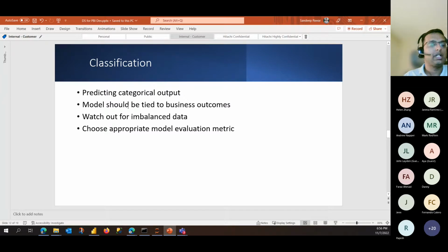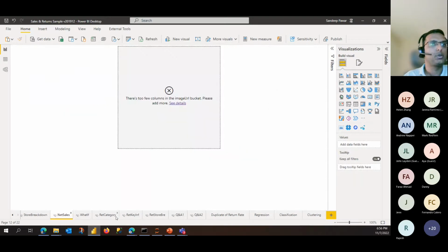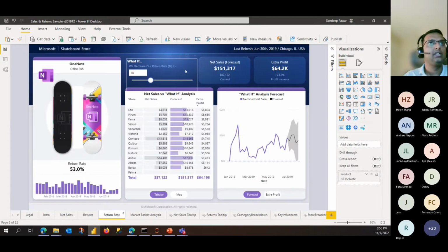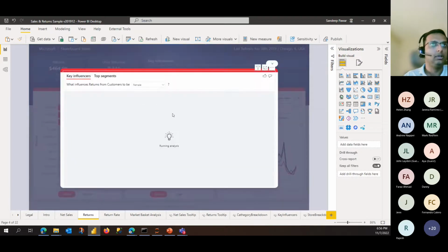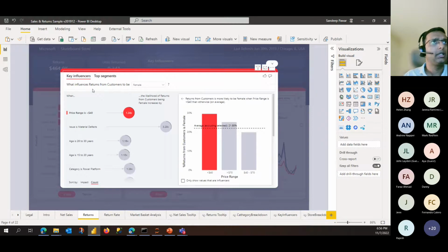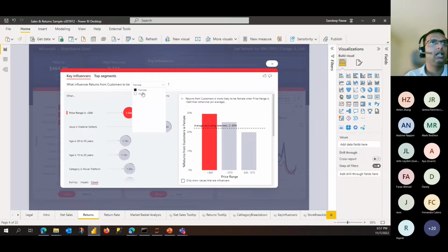A machine learning solution or a data science solution should always be tied to a business outcome. An example of that is if I open this Power BI report and go to the key influencer visual that's available in here, let me go right here. There's a key influencer visual right over here. Let me click on this. Very nice report, but let's zoom in a little bit, and you will see what influences the returns for the customers to be male or female. When I go for male and then female, it changes the output, right?